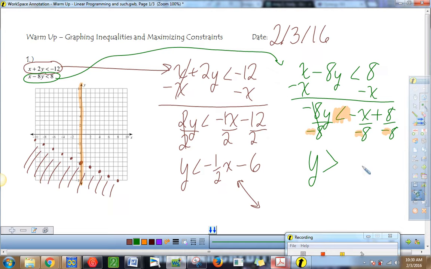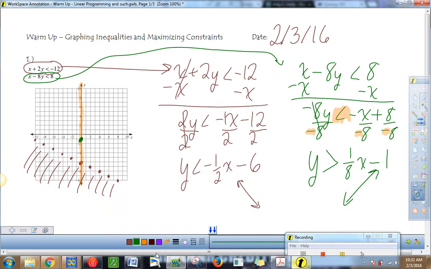What does this turn into? A positive, right? So you got a negative divided by a negative, so you get a positive 1/8 x. And then what's this guy? Minus 1. All right, how do I graph this guy? Start at negative 1. What kind of slope am I looking at? Positive or negative? Positive. So you already know your graph should go up.